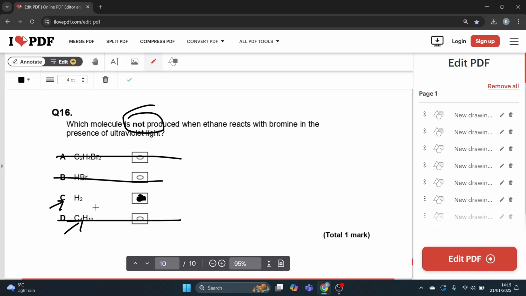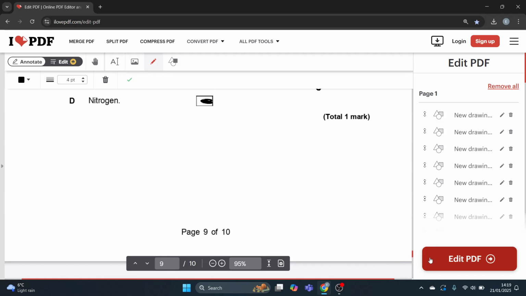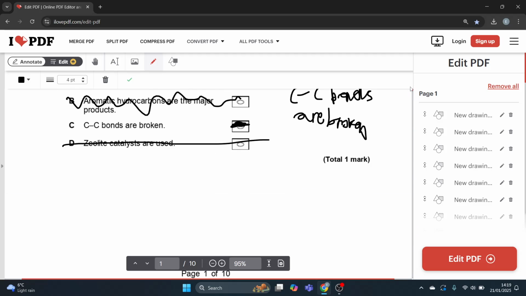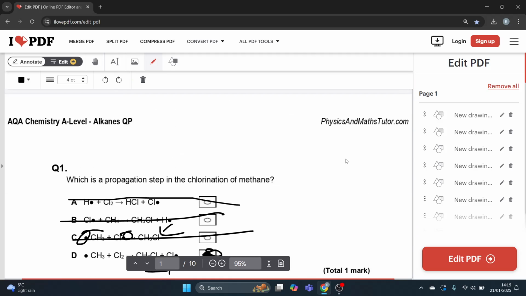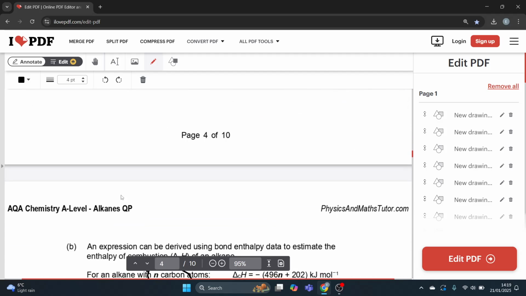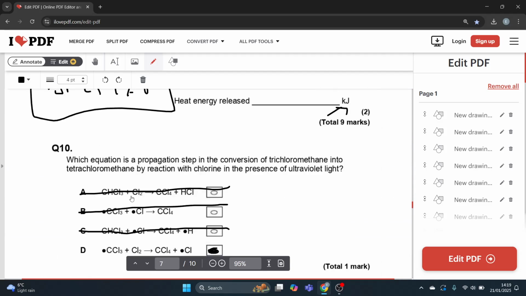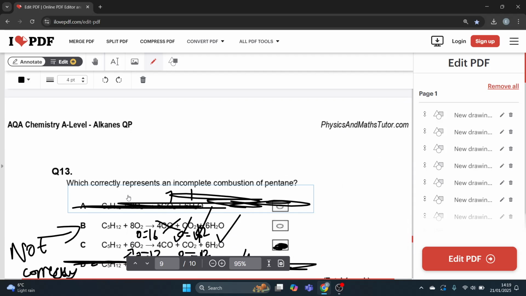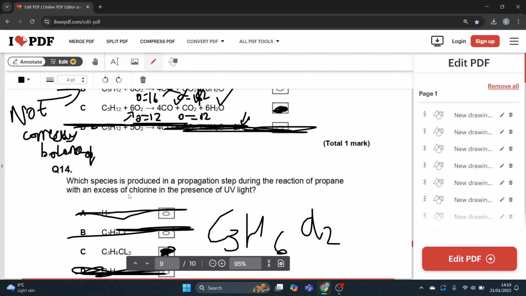Hydrogen. And that is the end of AQA Chemistry A level alkanes question paper. You know, a lot of key details you need to know about thermal cracking, catalytic cracking, and then the rest, a lot of calculation questions, obviously multiple choice questions, and yeah.